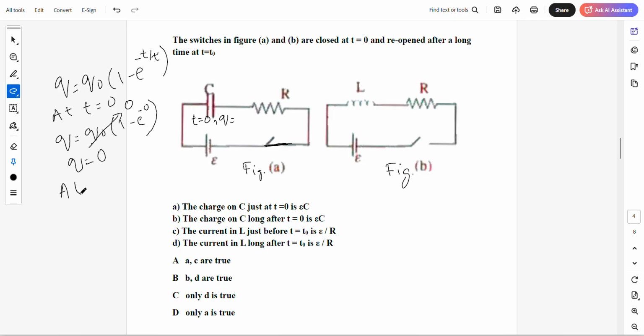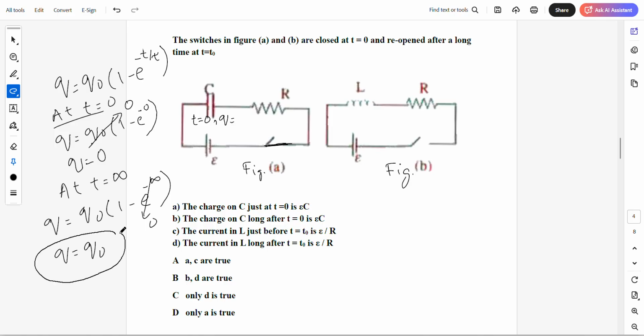That was at t = 0 when the switch is closed. Now after a long time, at t equal to infinity, what happens? Q is equal to Q naught into 1 minus e to the power of minus infinity. What is e to the power of minus infinity? This is 0, and Q will be equal to Q naught. That is maximum.